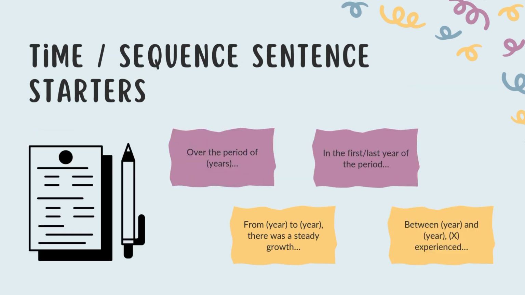And here are some sentence starters specifically for dynamic graphs which show periods over time. Over the period of so many years, in the last year of the period, from year to year, there was a steady growth. Between year and year, X experienced. So this is purely for dynamic graphs here, as I know it can be challenging knowing how to go about comparing and analysing data at different points in time.